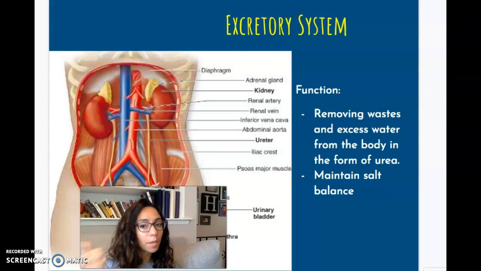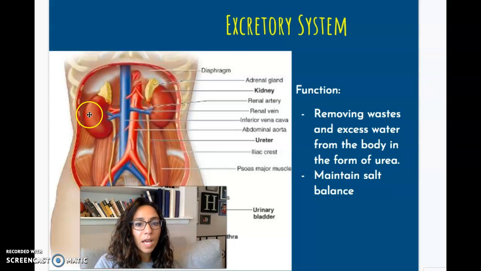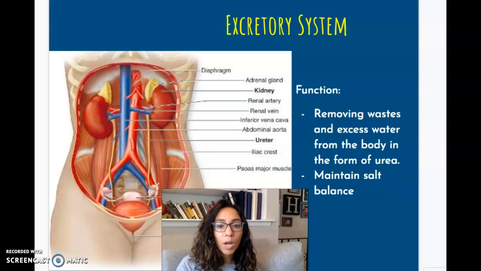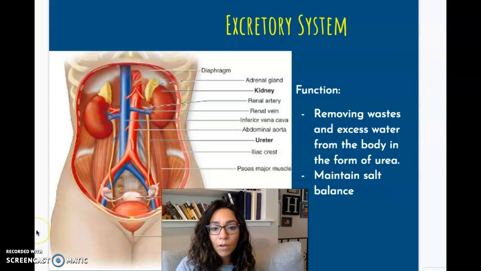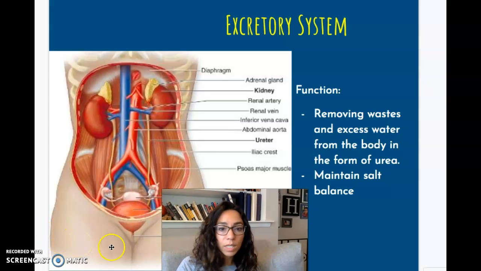Excretory system helps remove waste from the body, right? We've got kidneys, which filter our blood, so it filters all the waste out from our blood. The waste products go down these little tubes called ureters into our urinary bladder, and you can pee out all that waste, right? Excess water, excess waste products, whatever we don't need in our blood, that's how it's filtered out.